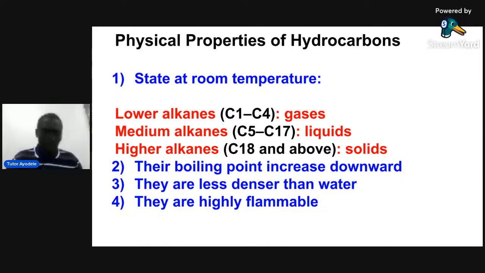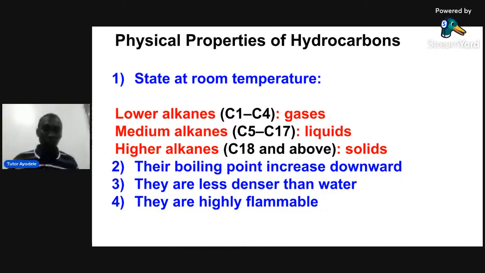As you go down, their boiling point increases, and they are denser than water. If you mix petrol or kerosene with water, you notice that the kerosene will float on top of the water. This shows that hydrocarbons, or organic compounds, are usually denser than what? They are usually denser than water. And they are also not soluble in water. Take note. If you talk of solubility, they are not soluble in water. And they are highly flammable. They can easily burn. All the tankers carrying petrol usually write at the back, highly flammable. So they can easily burn at any time.